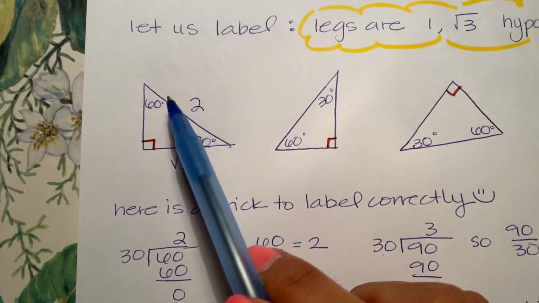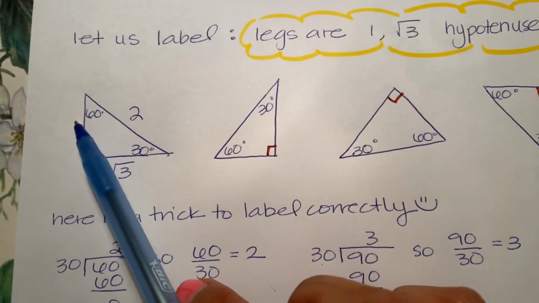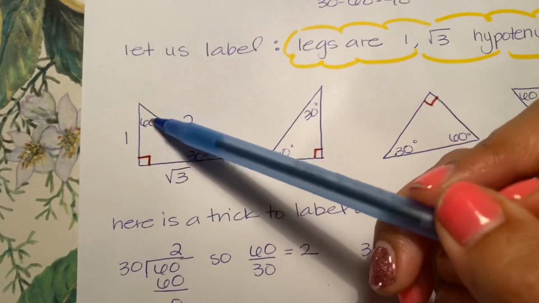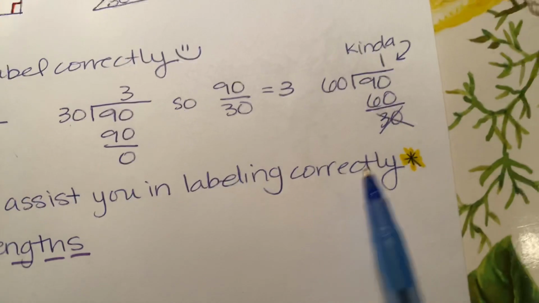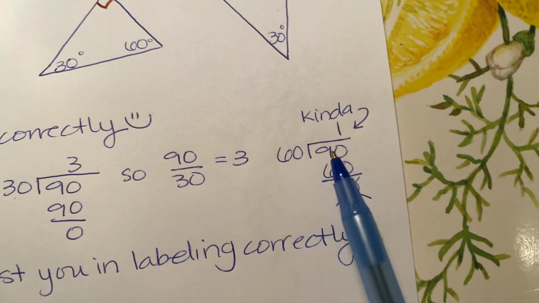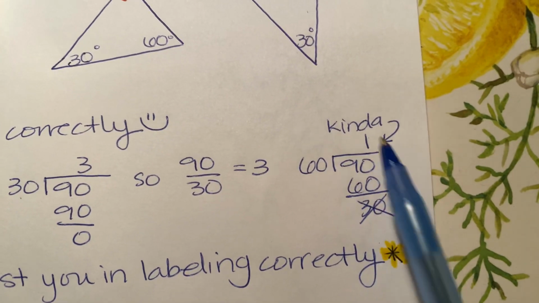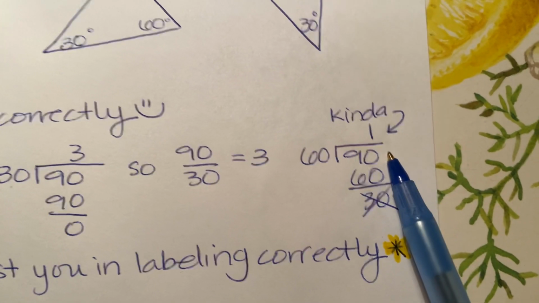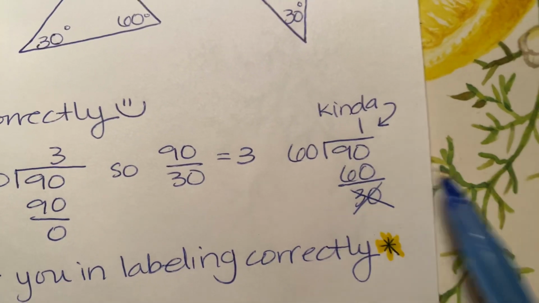Okay, so now you're left with 60-90. Well, if the legs are 1 and rad 3, by process of elimination, that would just be the one side. But again, look, this is 60 degrees and 90 degrees. Okay, so go back to division. Remember, we're using division to help us with this trick on how to label correctly. 60 divides into 90 like one time, right? You're going to have like 30 extra, and then it's going to be like 0.5, but who cares about that? We're not trying to do exact division. It's just, hey, let's help us try and figure out what it gets labeled, okay?